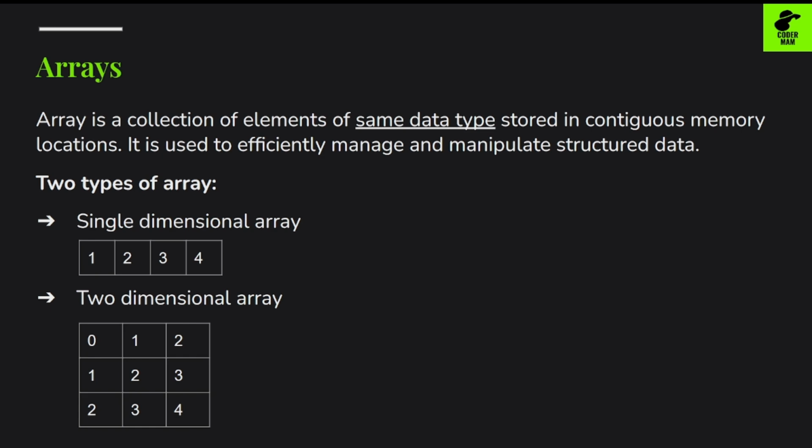Actually, there are two types of arrays, single dimensional array and two dimensional array. In single dimensional array, we can store single row of data. But in two dimensional array, we can store data in the form of rows and columns.